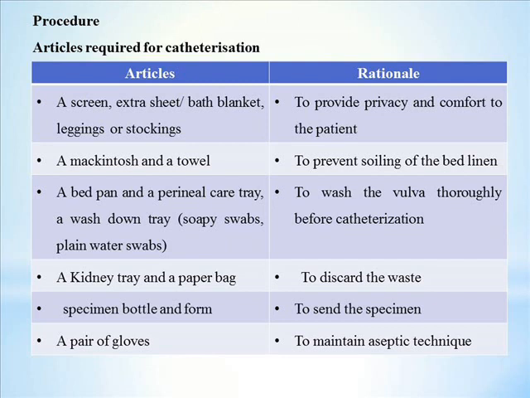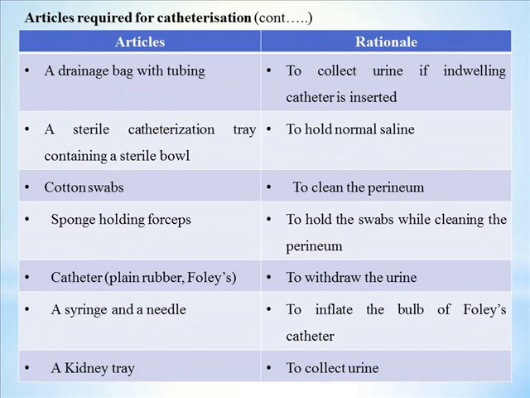Then we need a kidney tray and a paper bag to discard the waste, a specimen bottle and a form to send the specimen, a pair of gloves to maintain aseptic technique, a drainage bag with tubing to collect the urine if indwelling catheter is inserted, a sterile catheterization tray containing a sterile bowl to hold the normal saline.